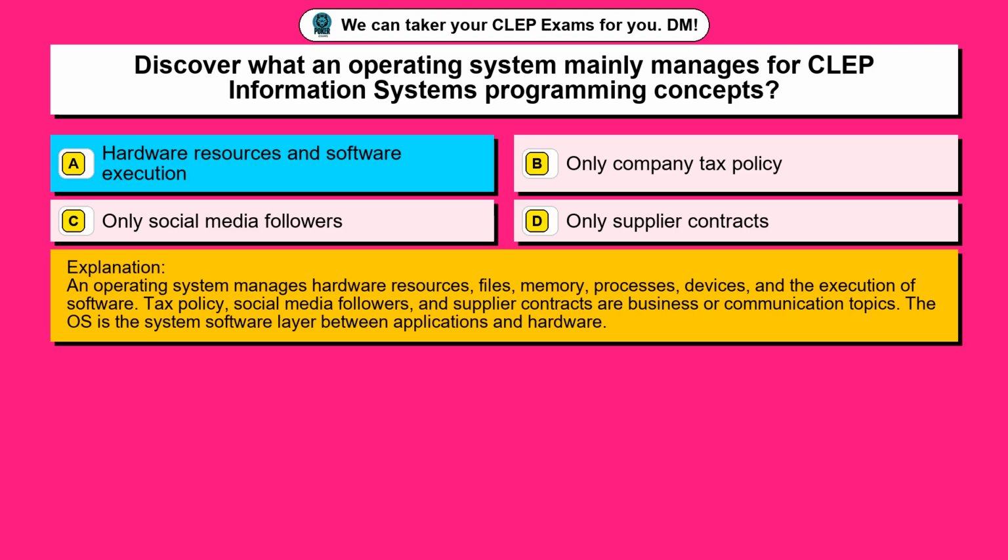An operating system manages hardware resources, files, memory, processes, devices, and the execution of software. Tax policy, social media followers, and supplier contracts are business or communication topics. The OS is the system's software layer between applications and hardware.